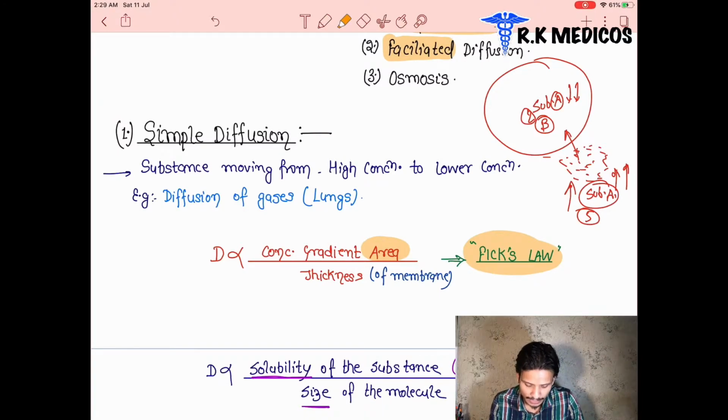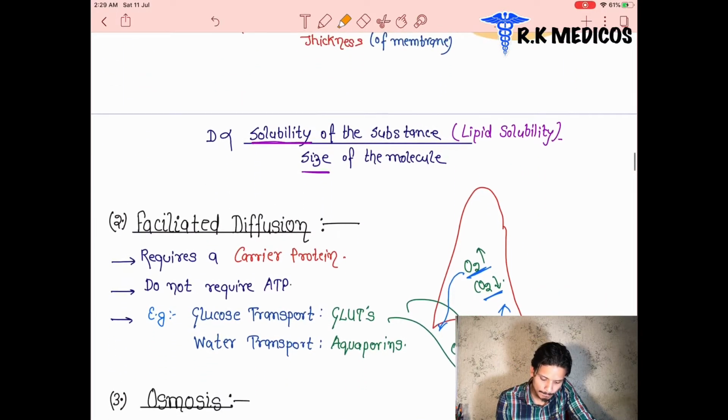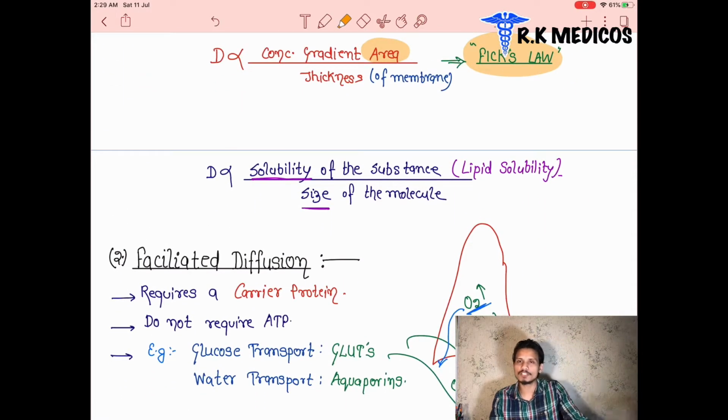The next point we can see is the relationship of diffusion with solubility. What does solubility mean? Basically, suppose that our membrane is a composition of lipids. Suppose that these molecules are lipid soluble. They are going to bind with lipid and easily get transported from outside to inside. When the lipid-soluble substances are more in number, there is more diffusion.